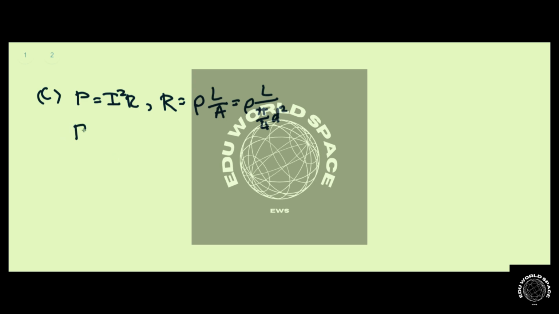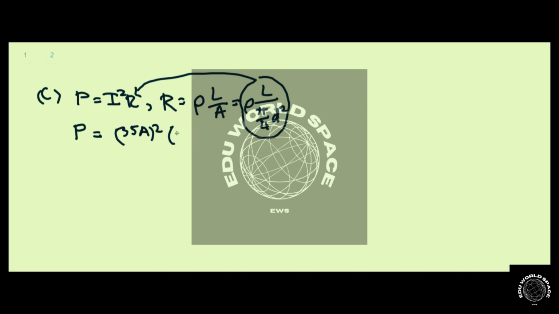So we want to find the power. We just found the current, which was 35 amperes squared, and now we'll substitute this expression for the resistance. So we'll take all of this and substitute it here.